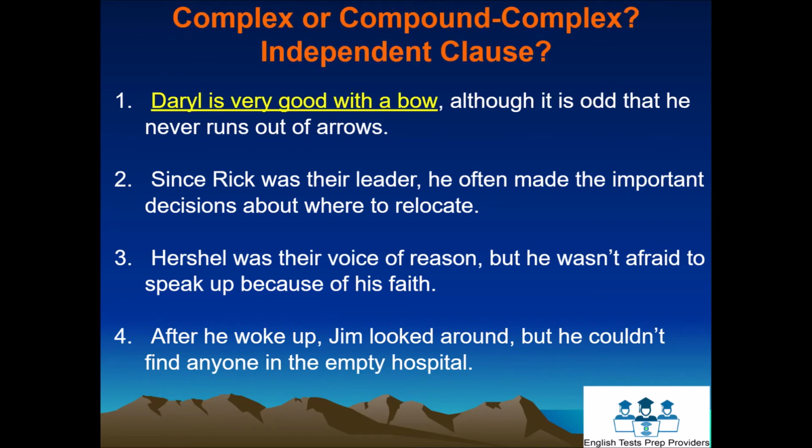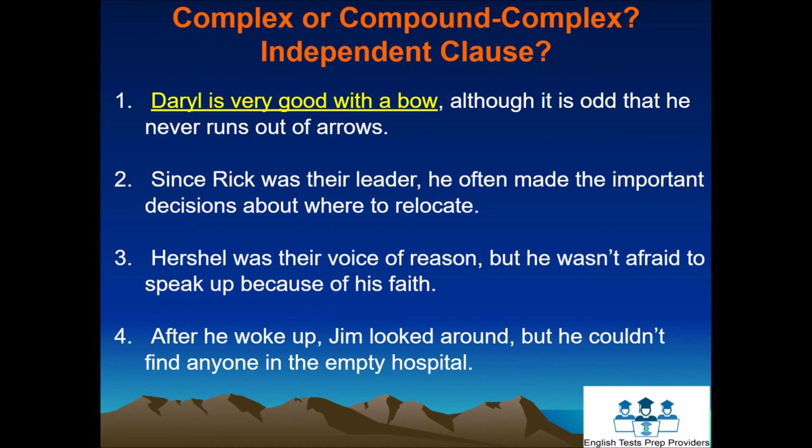Daryl is very good with a bow, although it is odd that he never runs out of arrows. Let me read again. Daryl is very good with a bow, although it is odd that he never runs out of arrows. So what do you think is this sentence? Is this a compound complex sentence or a complex sentence only?